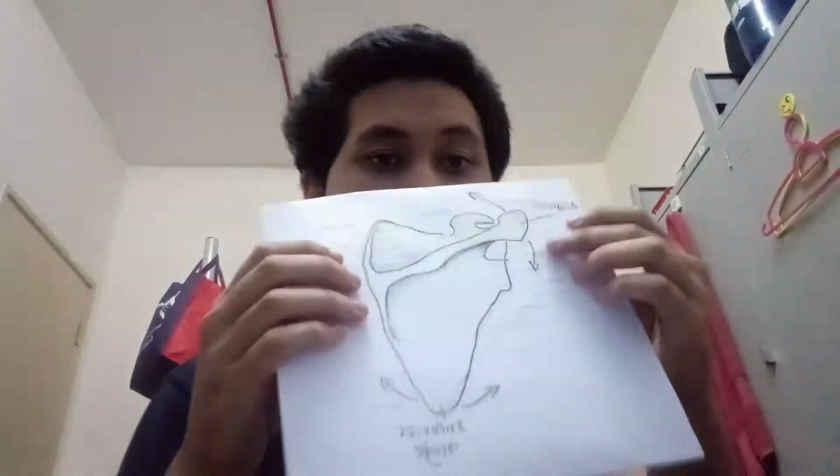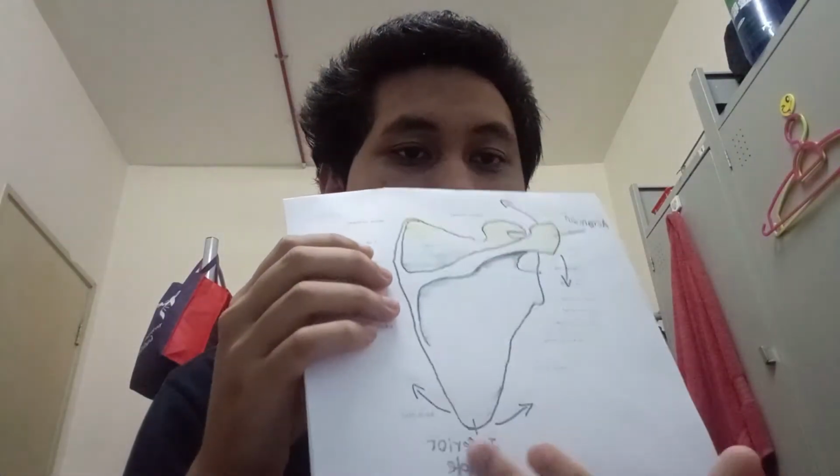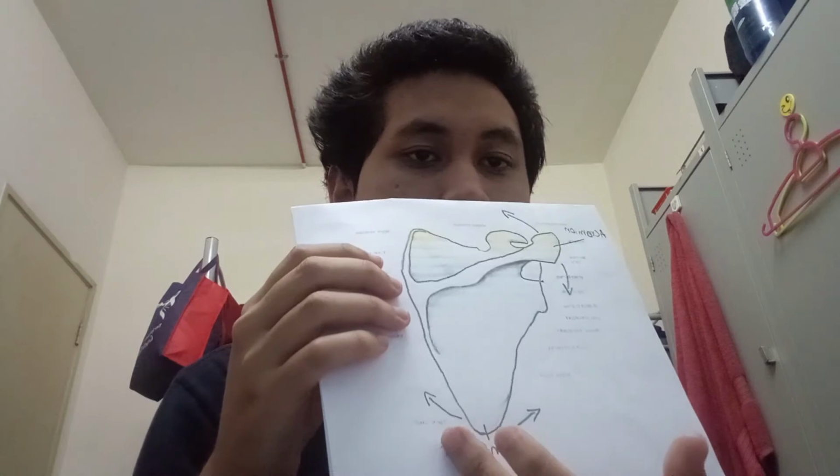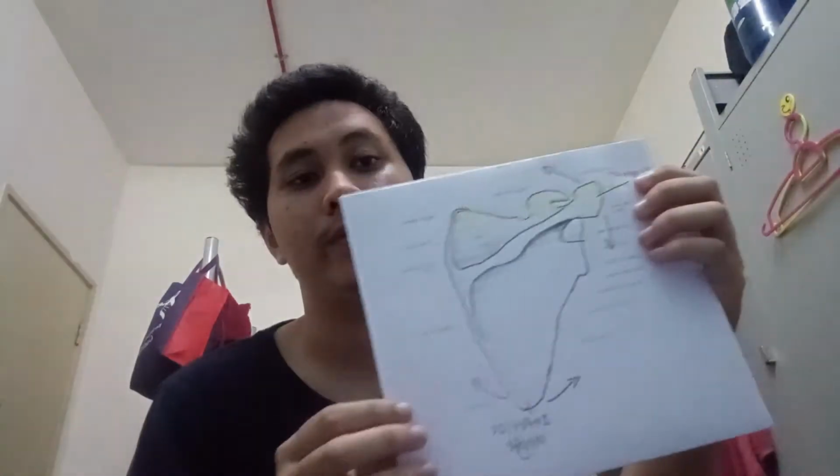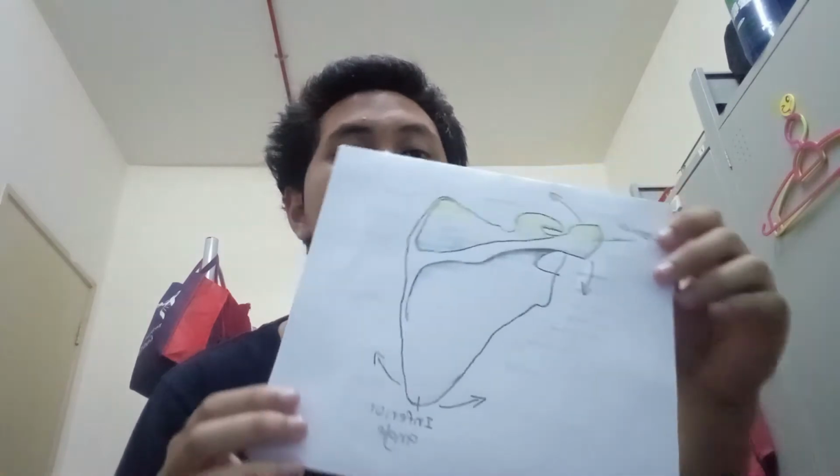For downward rotation, it's just the opposite, where the acromion will move to this arrow and the inferior angle will move to the opposite arrow. One example of this movement of the scapula is when you want to scratch your back. Your scapula will be moving like this.